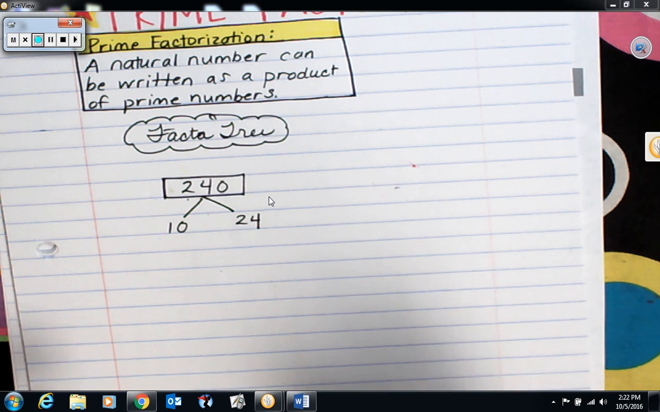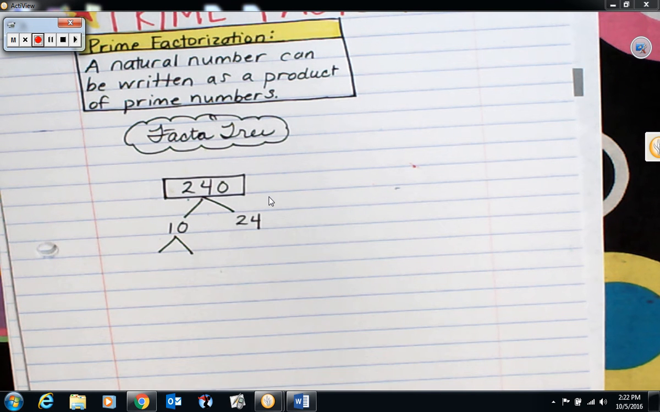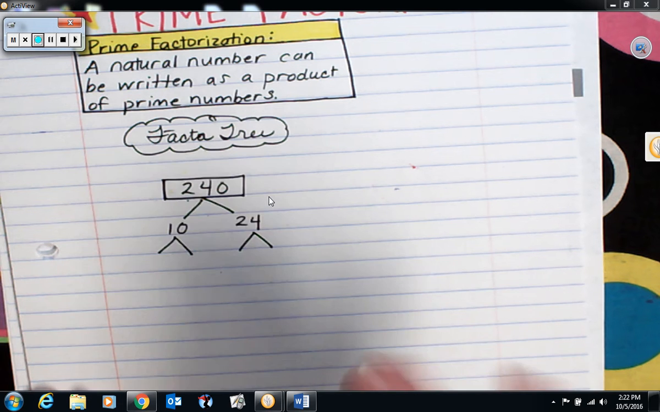And then I have to evaluate, is 10 prime or composite? If it's composite, you're going to caret off of the number. If it's prime, I would circle it and my branches on my factor tree would end right there. So since 10 is composite, I'm going to branch off of it. 24 is also composite, so I'm going to branch off of that.